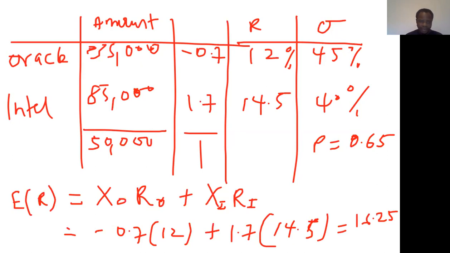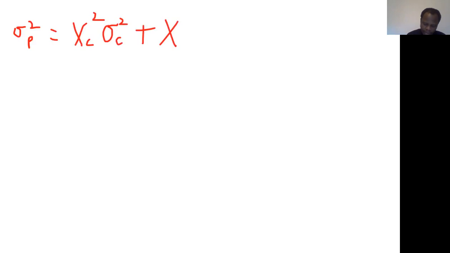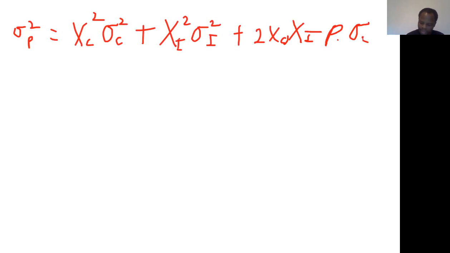The next question is, find the standard deviation. So first you have to look for the variance of the portfolio. The variance of the portfolio now becomes X of Oracle squared, multiplied by the variance of Oracle, plus X of Intel squared, multiplied by the return variance of Intel, plus 2 times X of Intel, X of Oracle, then the correlation multiplied by the volatility of Oracle and the volatility of Intel.